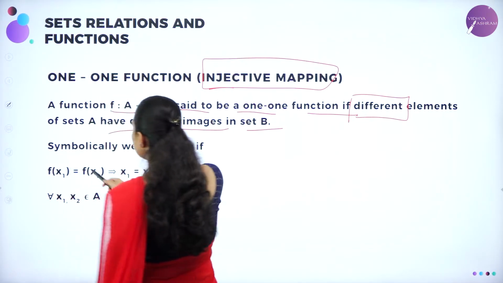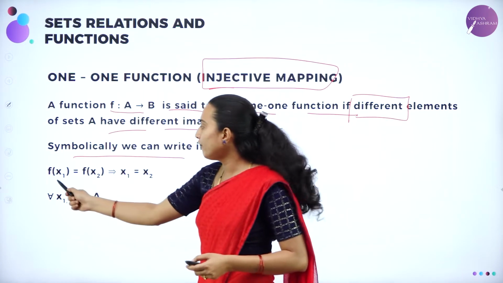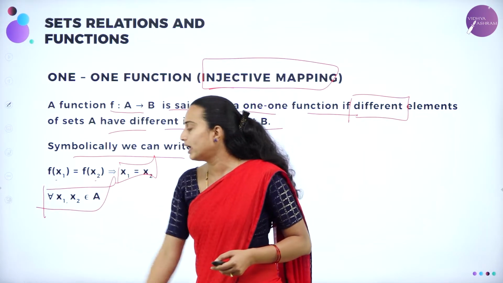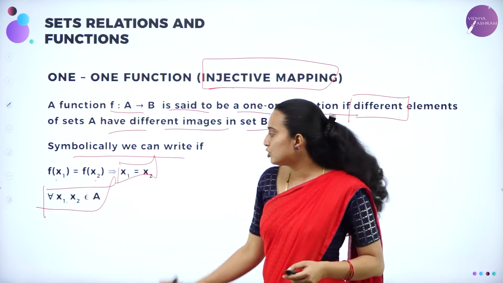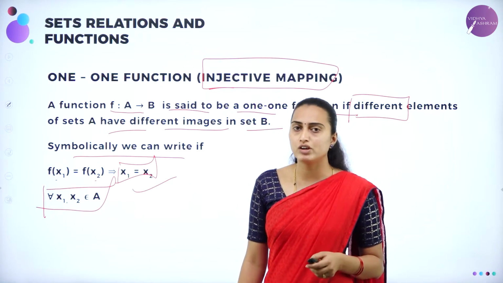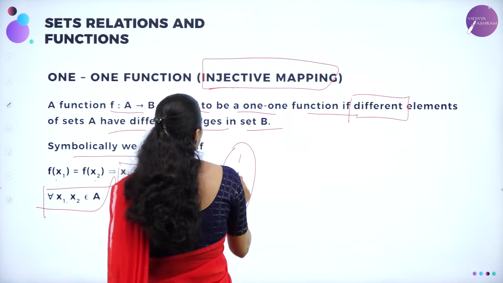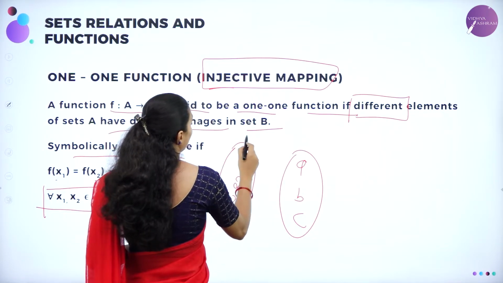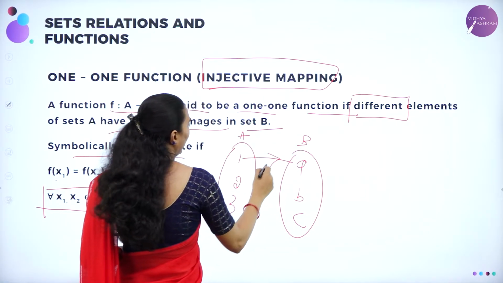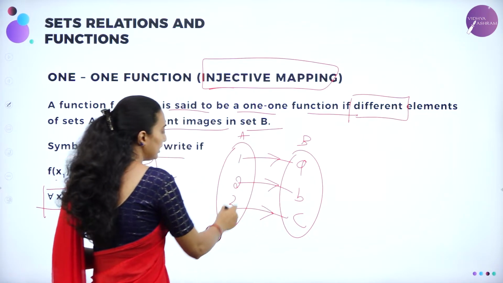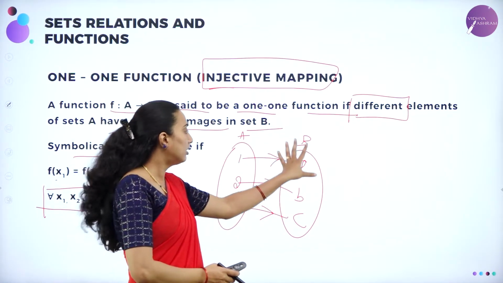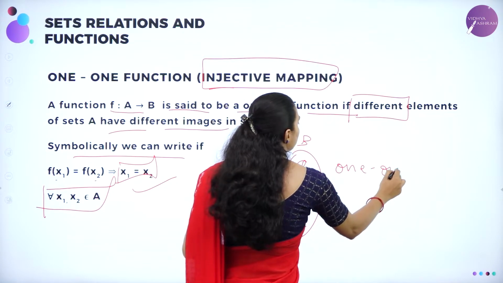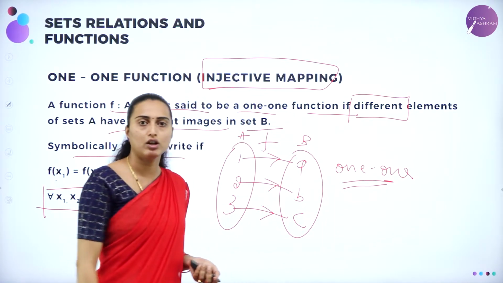Here I can take it symbolically. We are going to write it as: if f of x1 is equal to f of x2, implies that x1 is equal to x2, for all x1, x2 belonging to the set A. This is to prove the 1-1 function. How will a 1-1 function look, dears? You are going to have 1, 2, 3, and here A, B, C. The function from A to B is 1 to A, 2 to B, 3 to C. You can see every element of set A has a unique image in set B. That is going to be known as the 1-1 function. Got it now?